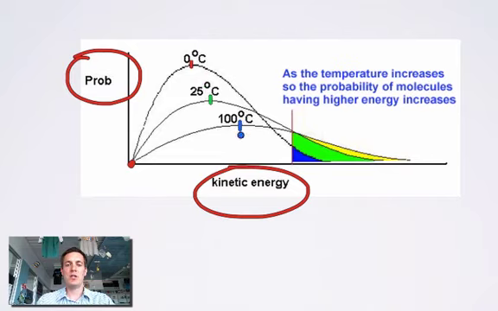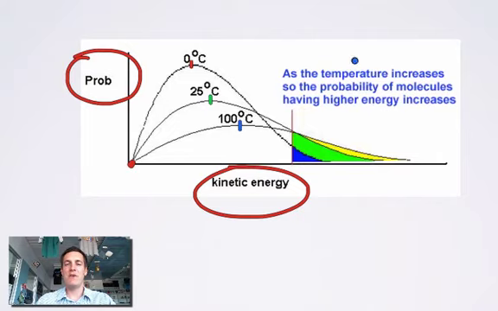Notice that the peaks for these three lines are in different places. In other words, the most popular energy of a particle at 100 degrees is higher than that at 25 degrees, which is higher than that at 0. But you can see that for all three temperatures, we get particles with very high energies. So there are particles at 0 degrees that have higher energies than some of the particles at 100 degrees.